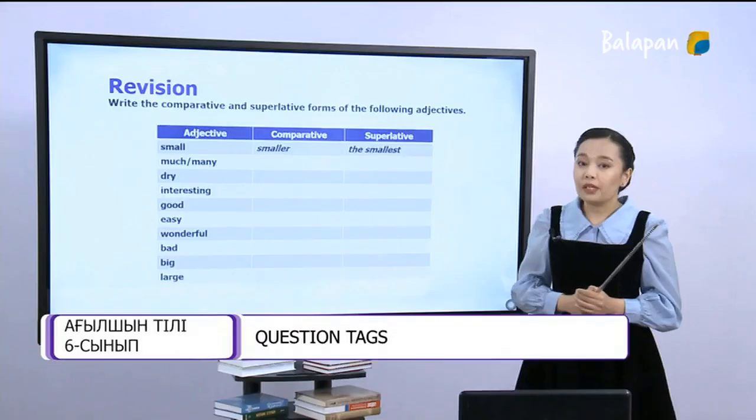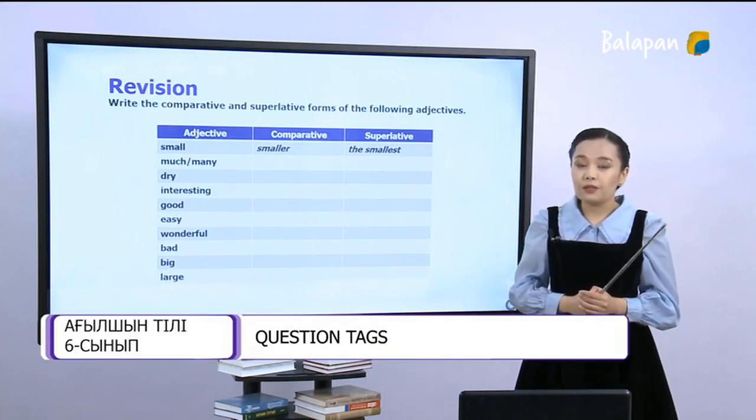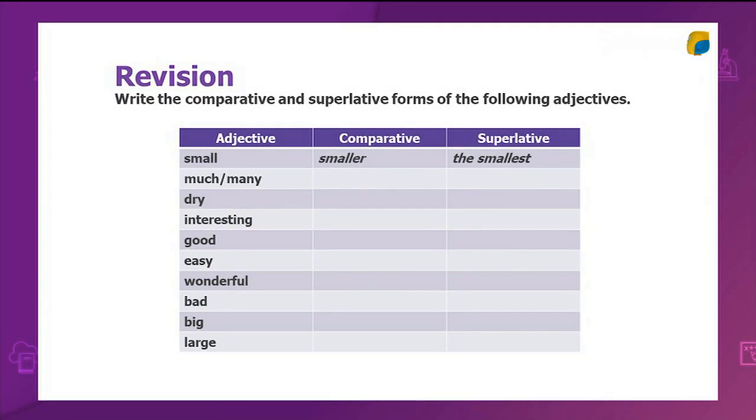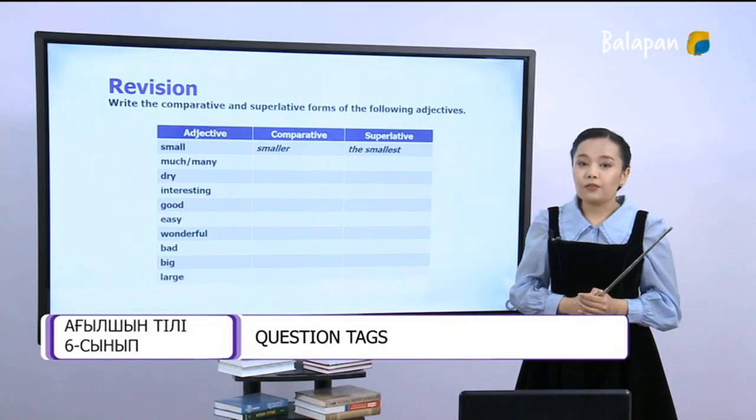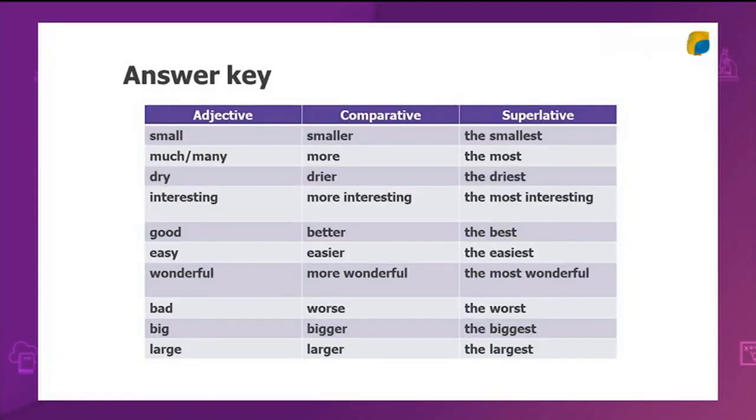Write the comparative and superlative forms of the following adjectives. You have some time to do this task. Boys and girls, if you're ready, let's check. Small, smaller, the smallest. Much, many, more, the most.